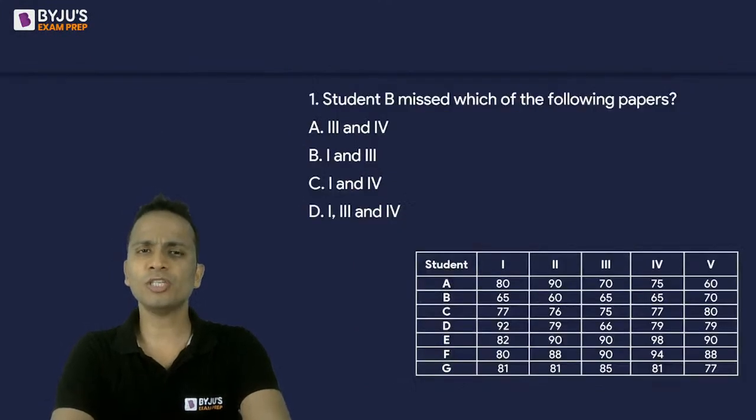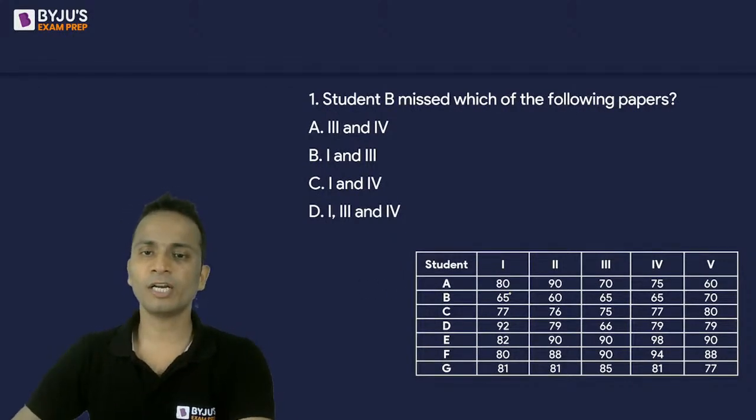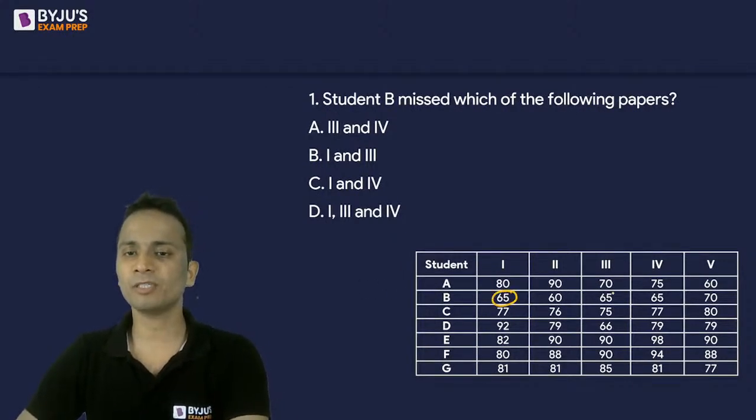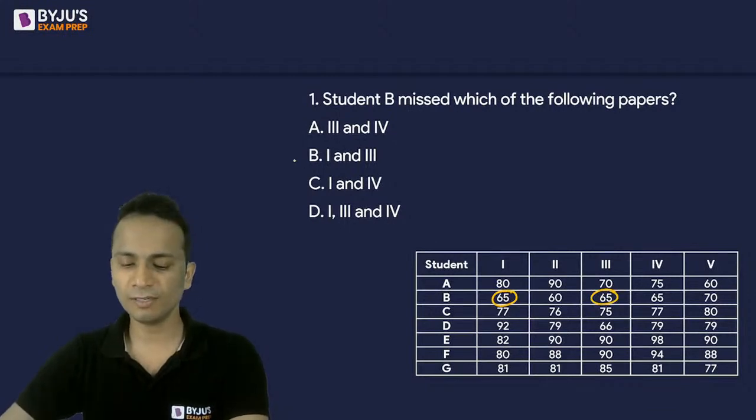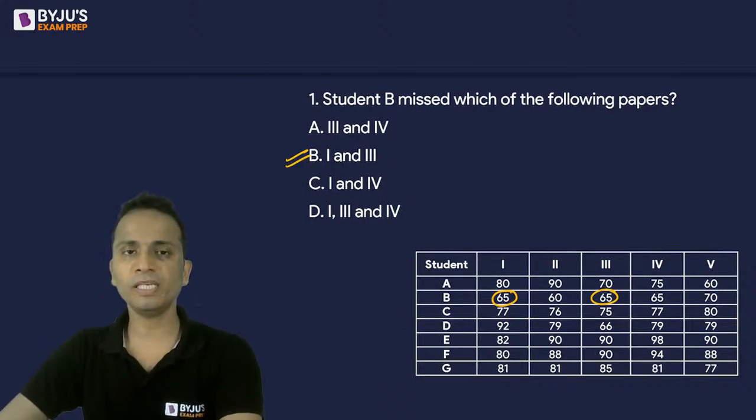So the first question, student B missed which of the following papers? Come on, give me an answer for this. Student B missed which of the following papers? So we have already determined B has missed two papers, that is paper number 1 and 3. So the correct answer should be option B. All right. So option B is the correct answer for question number 1.